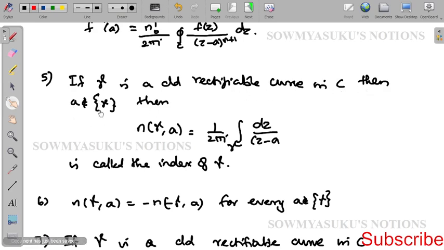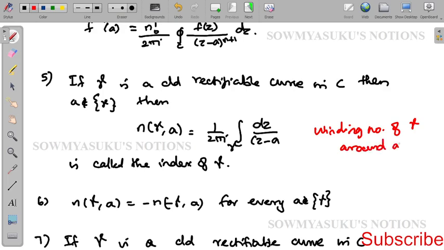Now the fifth one: if gamma is a closed rectifiable curve in C, and A is a point not in gamma, then n of gamma comma A equal to 1 by 2 pi i times the integral over gamma of dz divided by z minus A is called the index of gamma, or it is said to be the winding number of gamma around A.